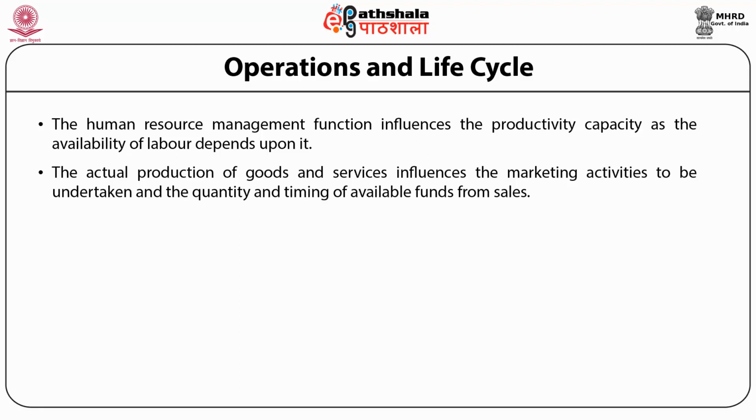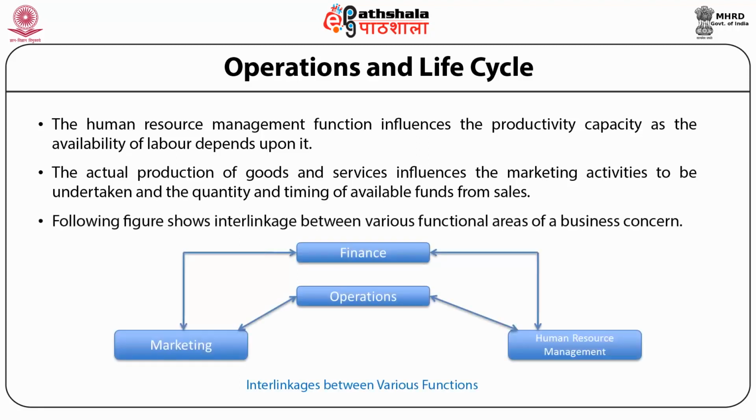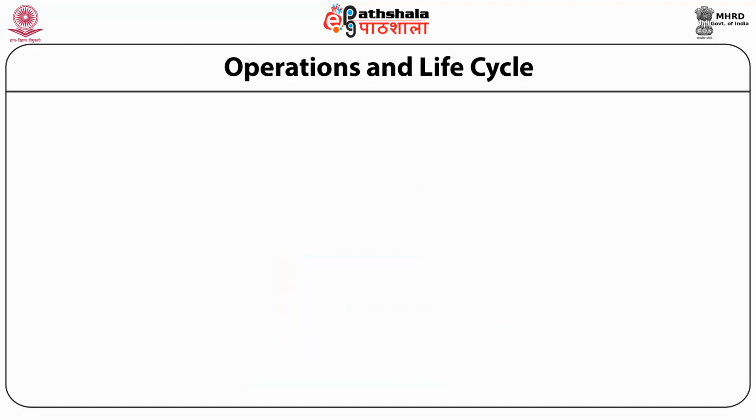For example, the following figure shows interlinkage between various functional areas of a business concern: finance with operations, finance with marketing, finance with human resource management, operation with human resource management, operation with finance, operation with marketing, and vice versa.